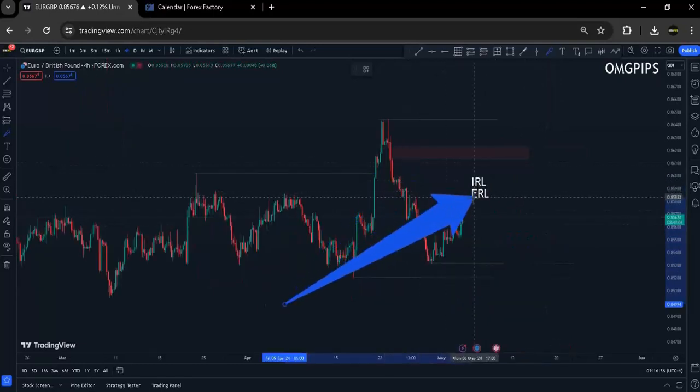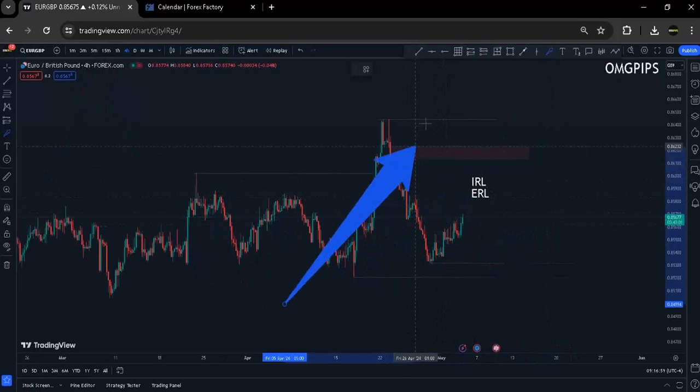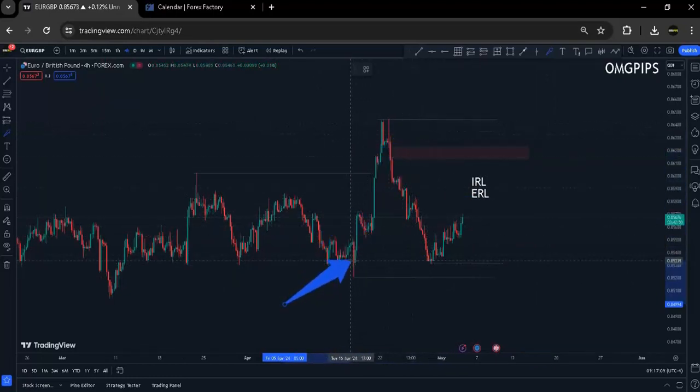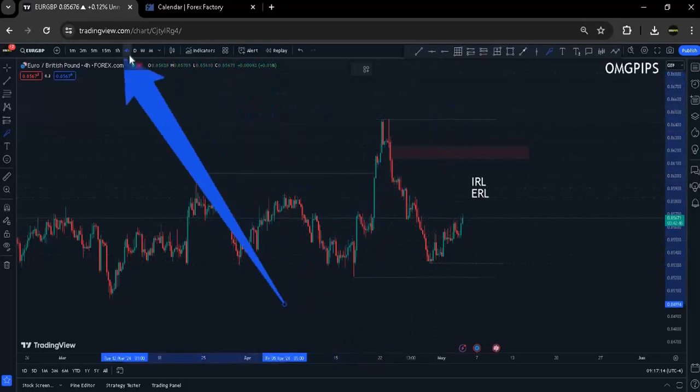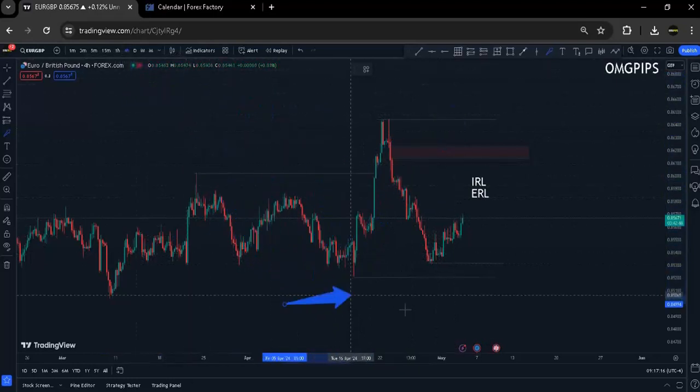Which one is the external range liquidity? Between the fair value gap and the swing high, the buy side liquidity, I'd say this is the external range liquidity. So we're coming from internal range liquidity going to external range liquidity. That is on the 4-hour time frame, right?